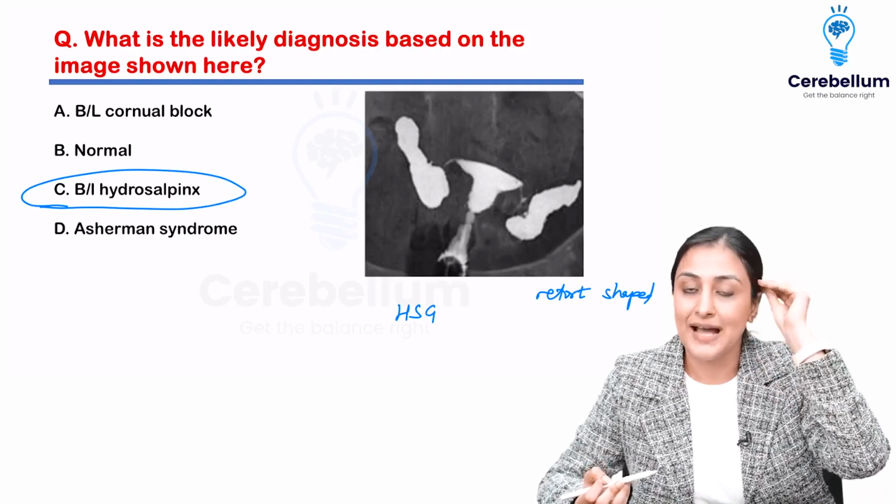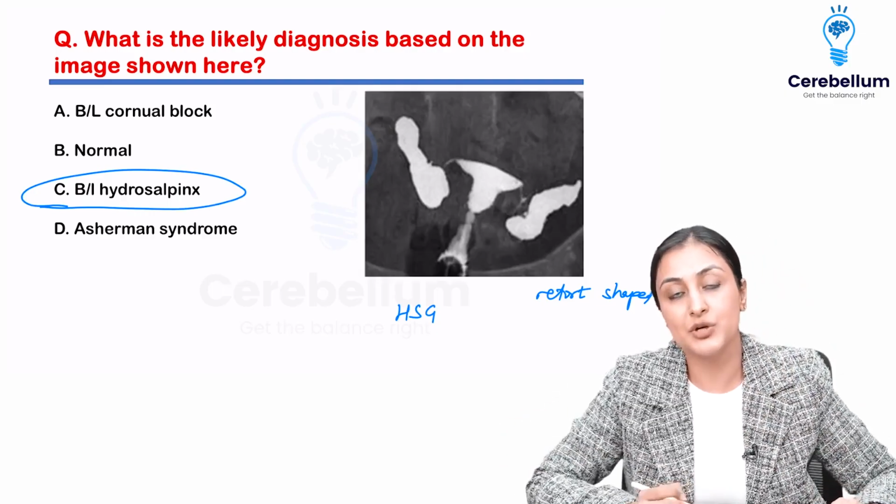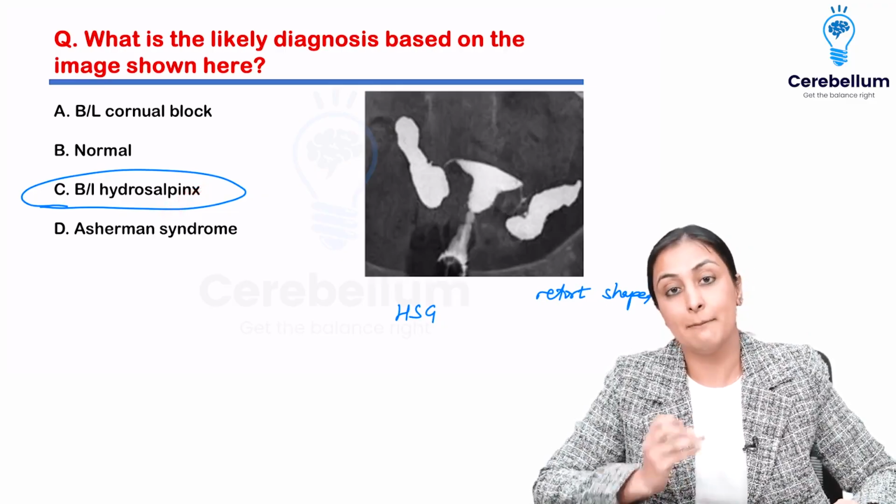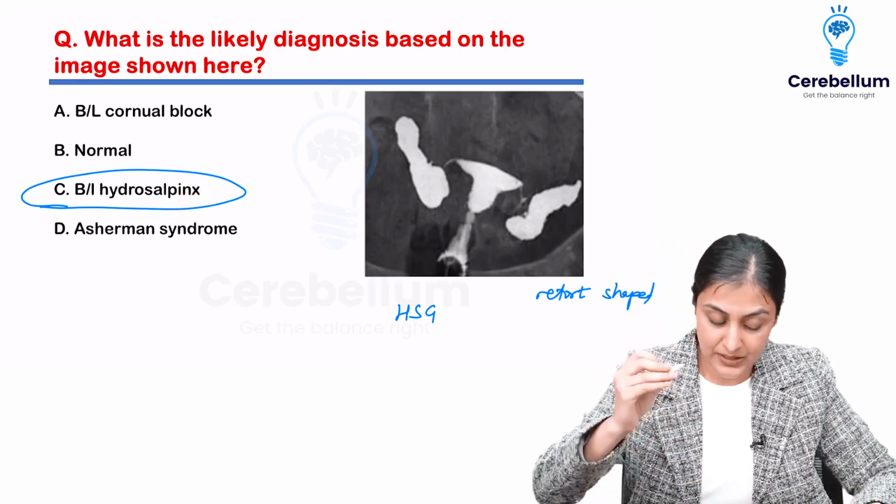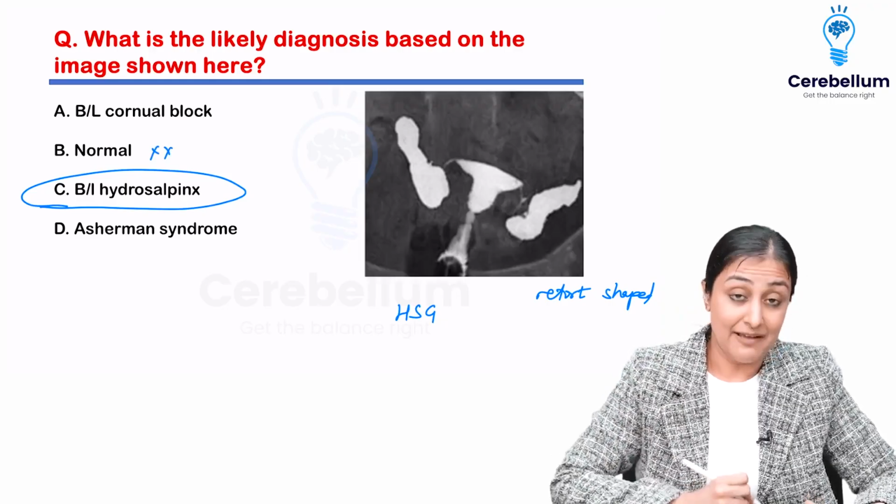The spill is not happening. The contrast is not spilling out because of obstruction. So this is bilateral hydrosalpinx. This is not normal. Normal will have a spill.